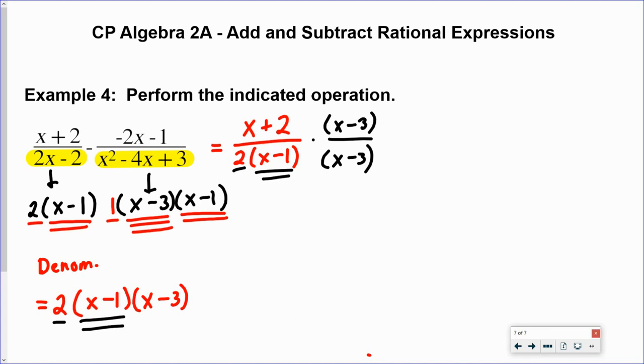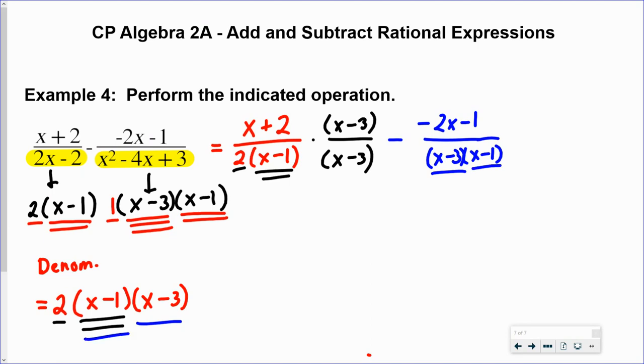Okay, the second part is minus negative 2x minus 1 over... All right, so again, if we take a look, x squared minus 4x plus 3 in its factored form is x minus 3 times x minus 1. So the x minus 3, we have that in our common denominator. X minus 1, also have that in our common denominator. So it looks like the only factor that we're missing is 2. So we're going to have to multiply the numerator and denominator of this fraction by 2 over 2.